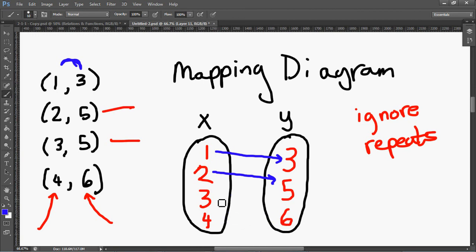And you can see why repeats are not needed. Both 2 and 3 can have their arrows point to 5, and so you don't really need to write the 5 twice. And that's it. There you have it, the mapping diagram. Those are the 4 ways to represent relations. First is the ordered pair, second is the table, third is a graph, and fourth is the mapping diagram.